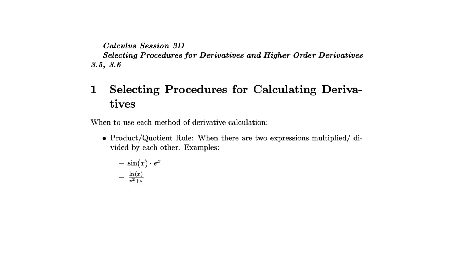Today we are going to talk about selecting procedures for derivatives and higher order derivatives. So 3.5 is all about selecting procedures and 3.6 is all about higher order derivatives. And the one that's actually useful or has new stuff is 3.6. 3.5 is all about knowing which one to choose, and this sense really comes from doing a lot of problems, which we'll do in our problem sessions.